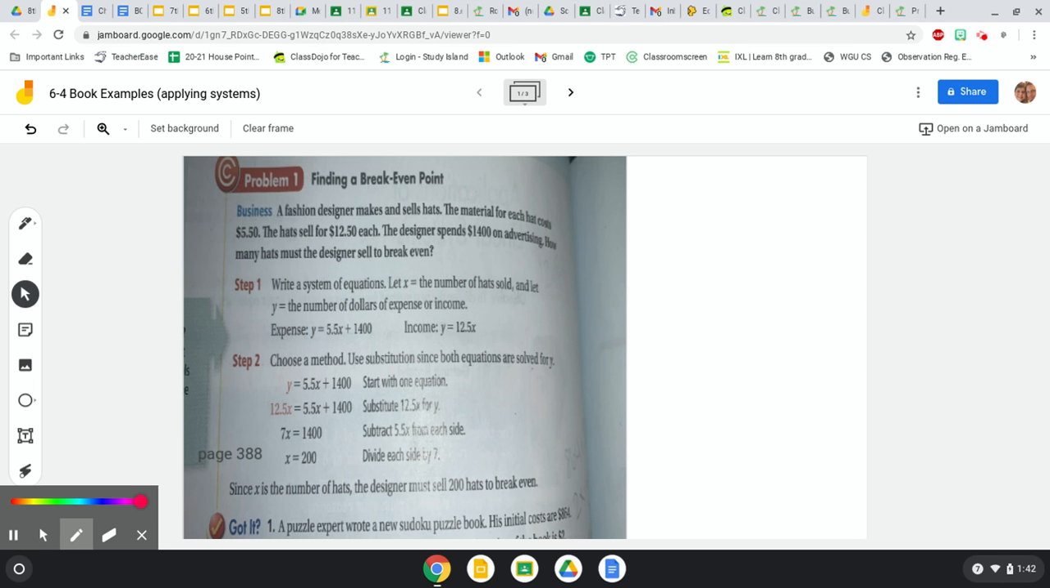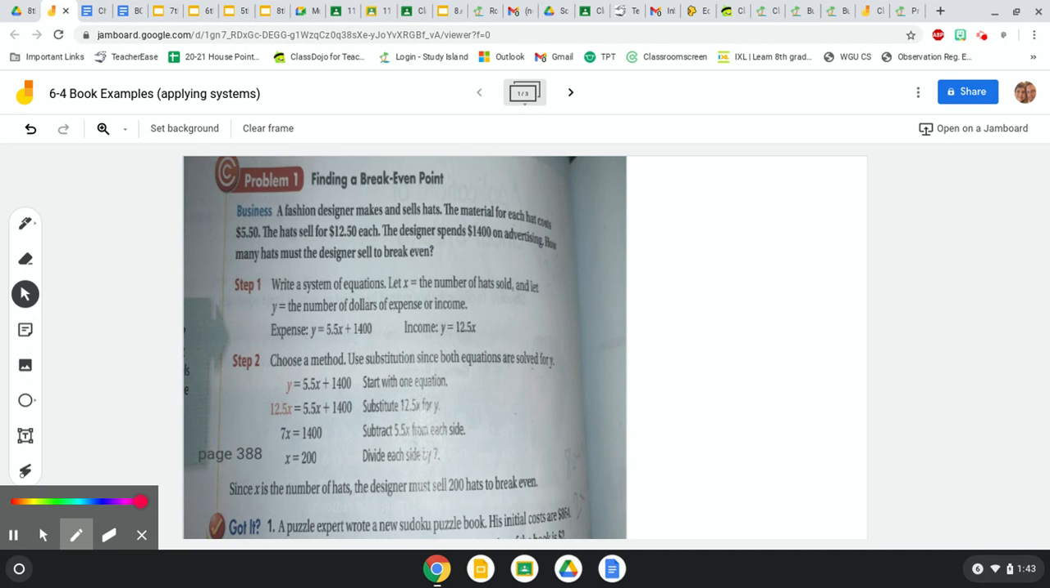Heyo, it's Mrs. Weekly. So, we are moving on into some different kinds of word problems for applying systems of equations. If you were on the Google Meet yesterday, I kind of gave you a heads up that we were working out of our book. And you will also have homework that will be worth a smaller grade today as well.